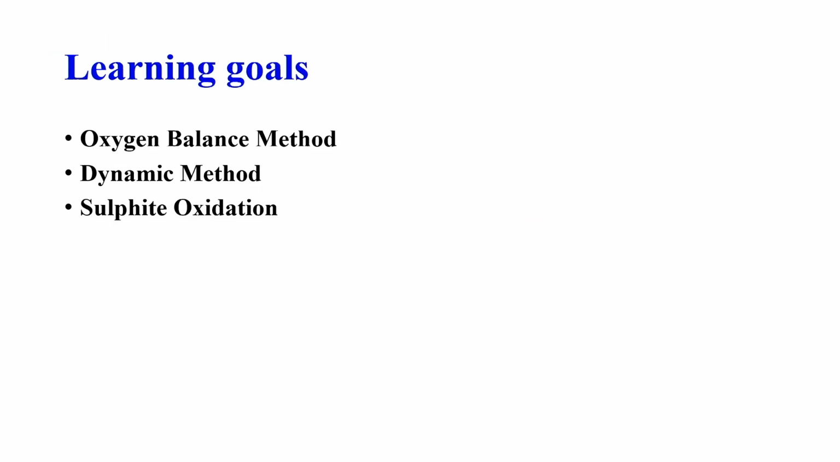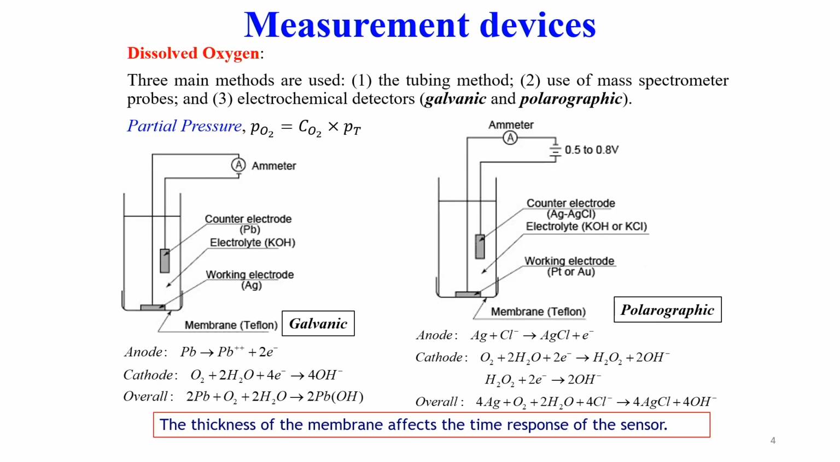Now, today we are going to discuss these 3 experimental methods to estimate KLA value. The first one is oxygen balance method, followed by dynamic method, then sulfite oxidation method. Before we go ahead with these methods, first let us quickly revisit how we measure dissolved oxygen. Of course, this topic will also be part of the instrumentation and control, but here we will briefly discuss how dissolved oxygen is measured.